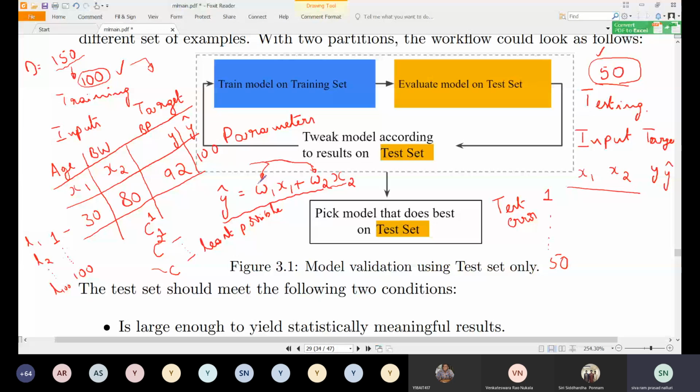So like that, during the training phase, you will be trained on the training set and you will be tested on the training set only. Suppose a student has learned all the 100 programs which are discussed in the classroom.